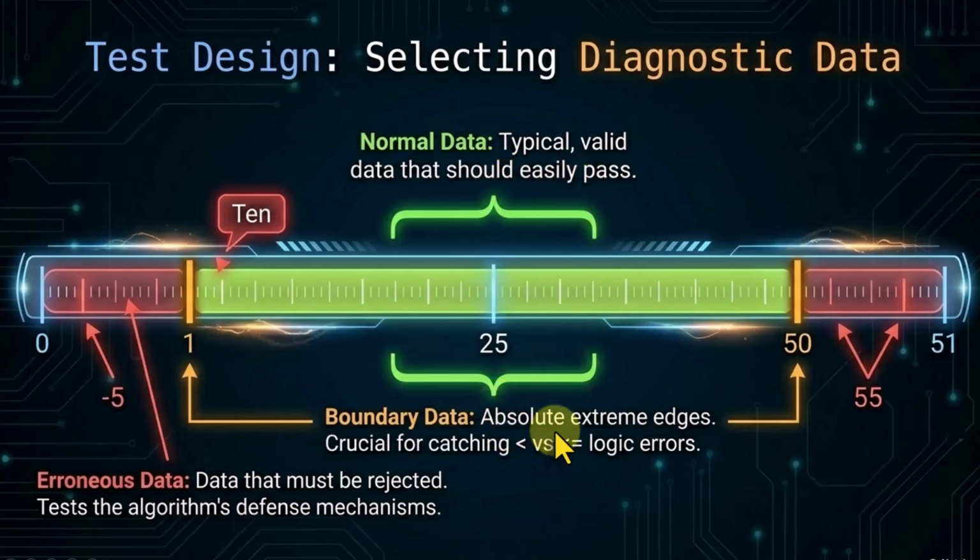Then boundary data, absolute extreme edges, crucial for catching logic errors that are caused by using greater instead of greater and equal, or smaller instead of smaller and equal. So here our boundary data is 1 and 50. Then erroneous data, that is data that must be rejected. Tests the algorithm's defense mechanism. Have you done the validation correctly or not? For example, -5 or 0, or 55 or things like that. So those are erroneous data.